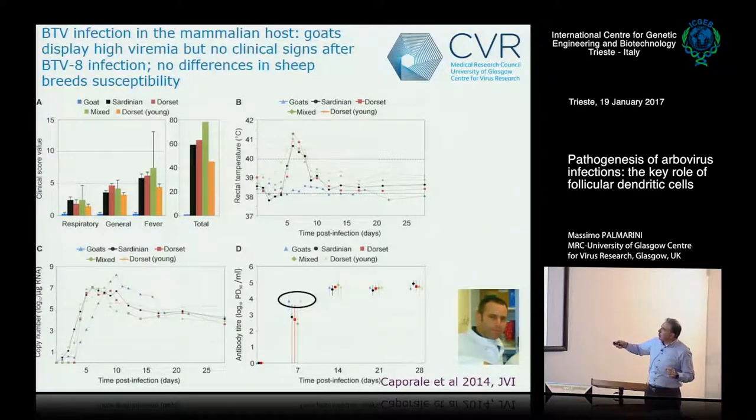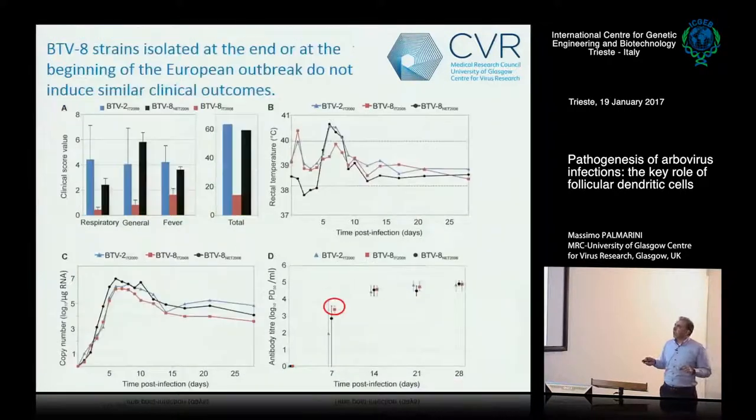This is the fever as well: you have a peak of fever on day seven after infection. You see no fever in goats, but you have viremia. So you still have a peak of viremia. Normally there is a little bit of delay, but goats have as high a level of viremia as sheep. Now, one observation that I'm going to show you in different systems is that they also have a higher level of neutralizing antibodies at the early times post-infection. So the goats don't get sick, and have higher neutralizing antibody.